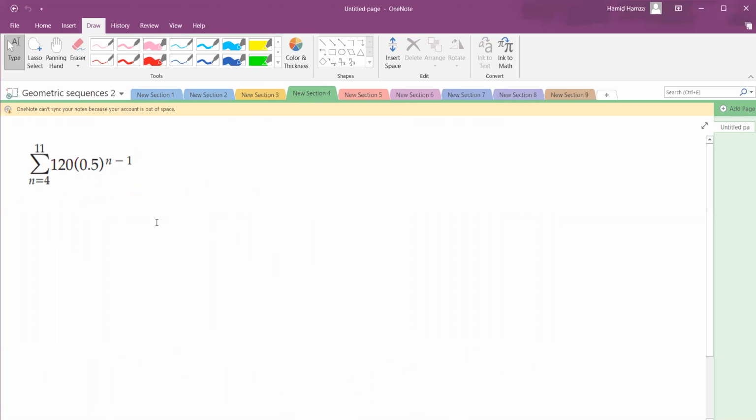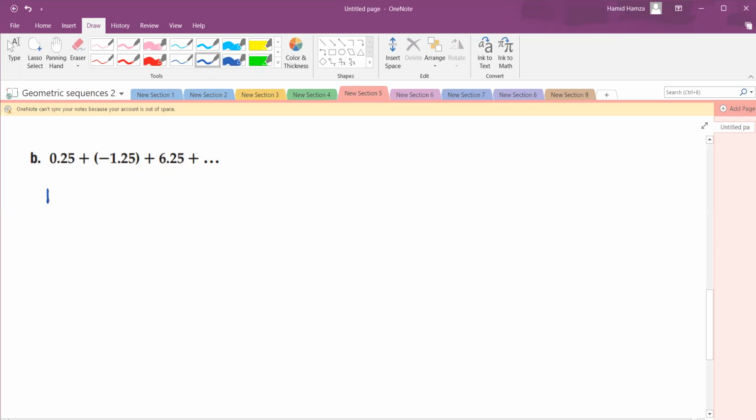Okay, I want you to solve this question, please. You have 1 minute to finish it; it will be the final answer in the chat. So let's check if it is possible to find the sum to infinity by finding the common ratio. R equals negative 1.25 over 0.25. The answer is negative 5.